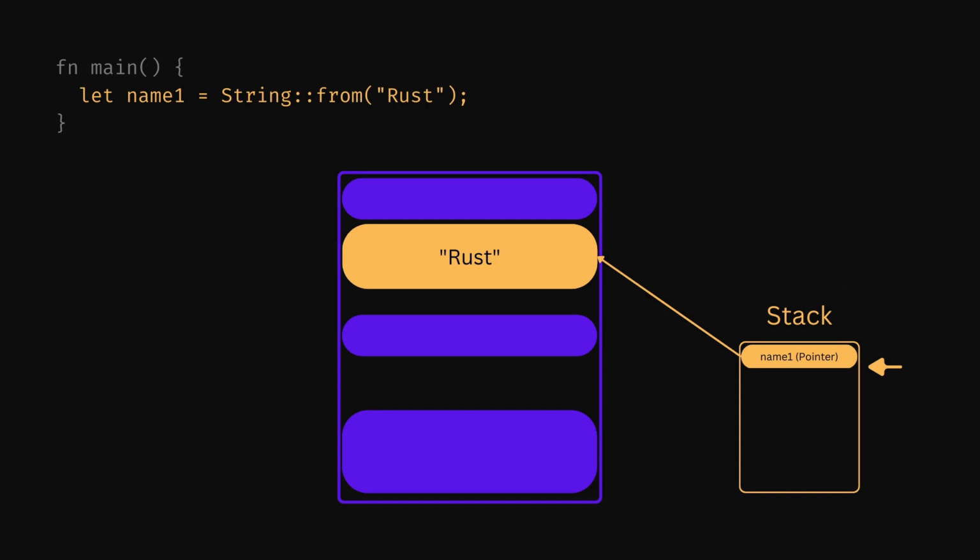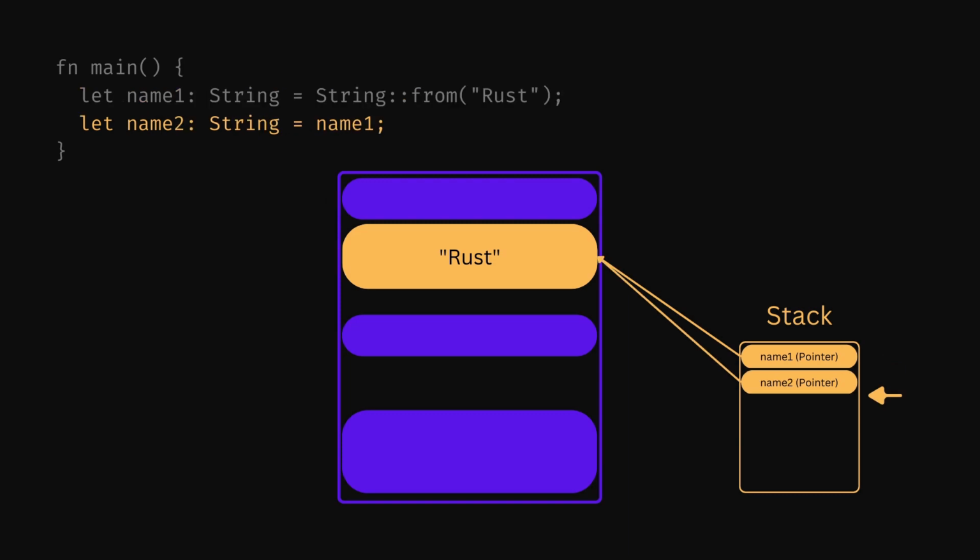Let us look at a graphical example of what is happening here in the memory. We have a string which is called Rust, and we assigned it to a variable that I called name1 here. Of course, we have this pointer on the stack that points to the value Rust somewhere in the heap memory. Then we create a second variable called name2, and we transfer ownership from name1 to name2.